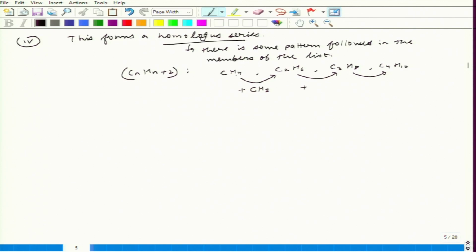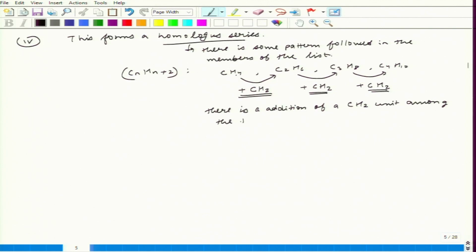Let's look at this: 2 carbons, 3 carbons. That means one carbon is added. How many hydrogens are added? 2, CH2. This is C3H8, propane. How many carbons are added? 1. How many hydrogens are added? CH2. That means this alkane homologous series forms by an increment of a CH2 unit between two successive members. There is an addition of a CH2 unit among two successive members.